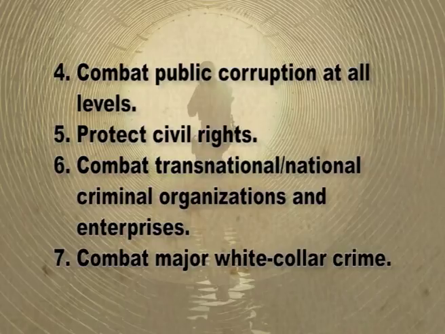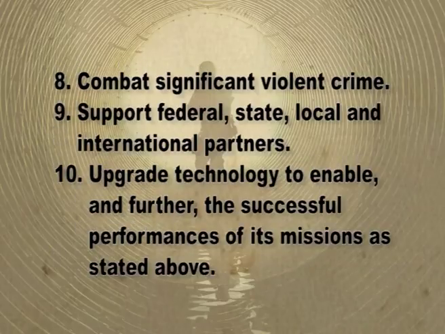You know the neighboring country of America, that's Mexico. And what has happened there? All the drug cartels, all cartels from South America, they are facing a lot of threat. So this is the main thing the Federal Bureau of Investigation is working on. Next is combat major white collar crime. So it's there also, not just in India. Combat significant violent crime. Support federal, state, local and international partners. Upgrade technology to enable and further the successful performance of its mission as stated above.